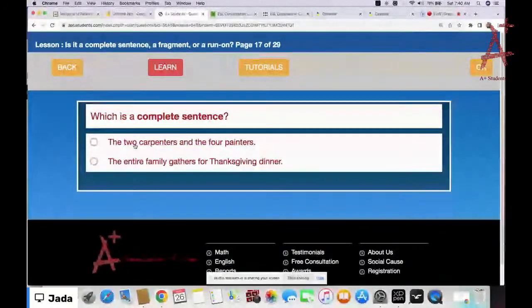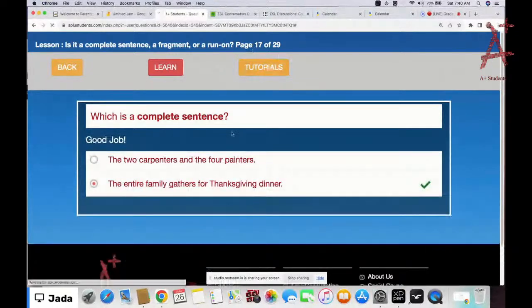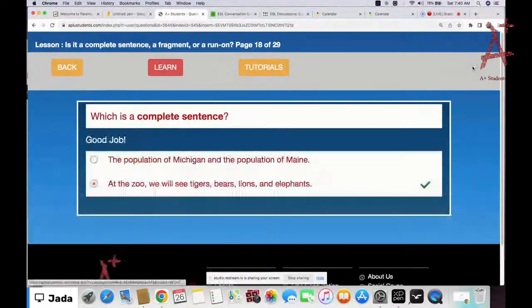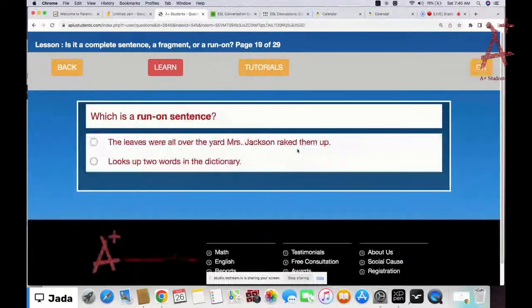Then complete sentence. The two carpenters and the four painters, the entire family gathered for Thanksgiving dinner. This is it here. A complete sentence. The population of Michigan and the population of Maine. At the zoo, we will see tigers, bears, lion, and elephants. So at the zoo, because this is just saying the population. So what happens to the population? It's a sentence fragment. And then we have run on.